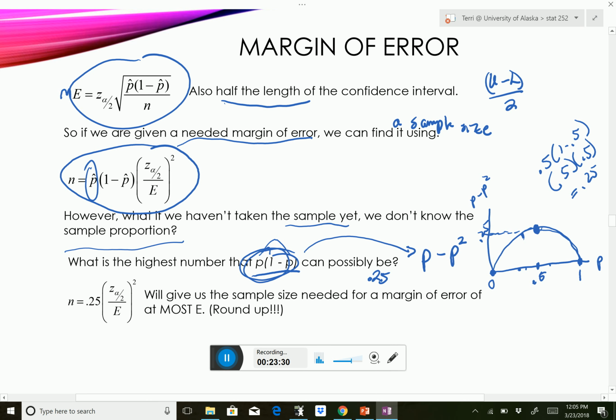So when we don't know anything about P, we're just going to call P times 1 minus P 0.25. And of course, you have to round up again. This will give me the sample size needed for a margin of error of at most E. Now, it may be smaller. I may get an even better margin of error if my number is not that high.